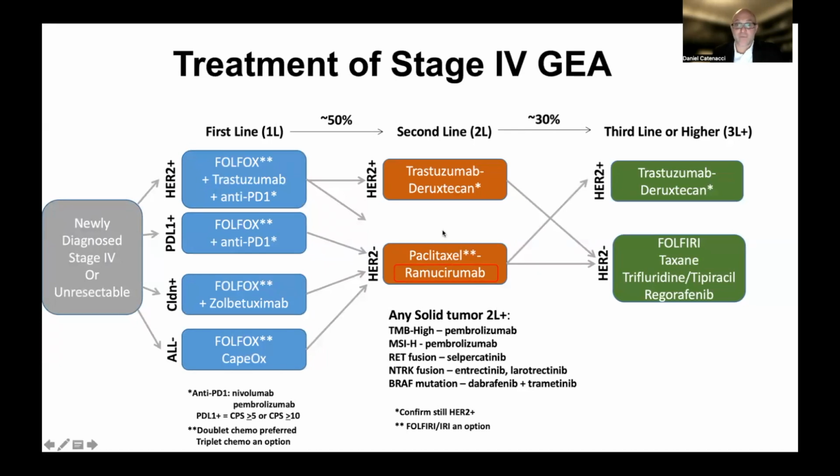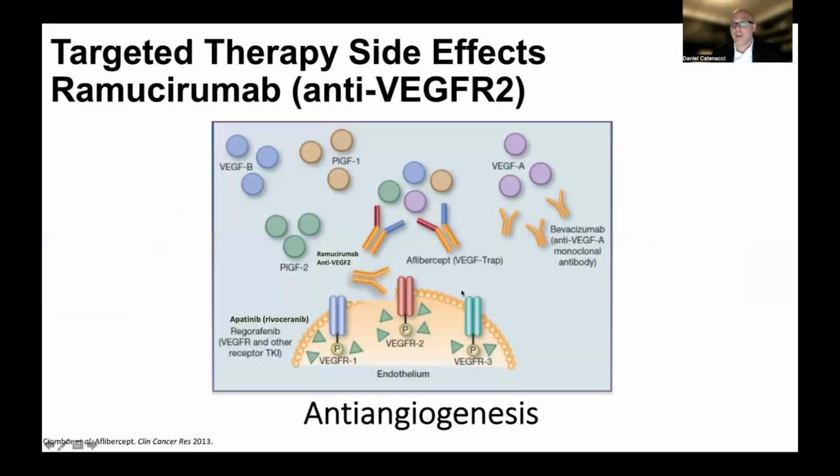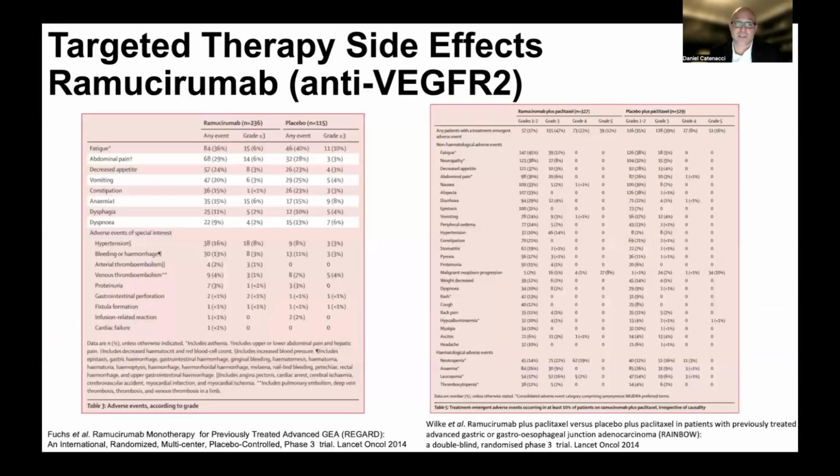What's next? We have ramucirumab in second line. We know ramucirumab is an anti-angiogenesis drug that prevents blood vessel formation to the tumor. There are a number of different types of drugs in this class of anti-angiogenesis. The one drug that's approved currently is ramucirumab, an antibody that binds to VEGF receptor 2. And there are some classic side effects that are attributed to anti-angiogenesis drugs.